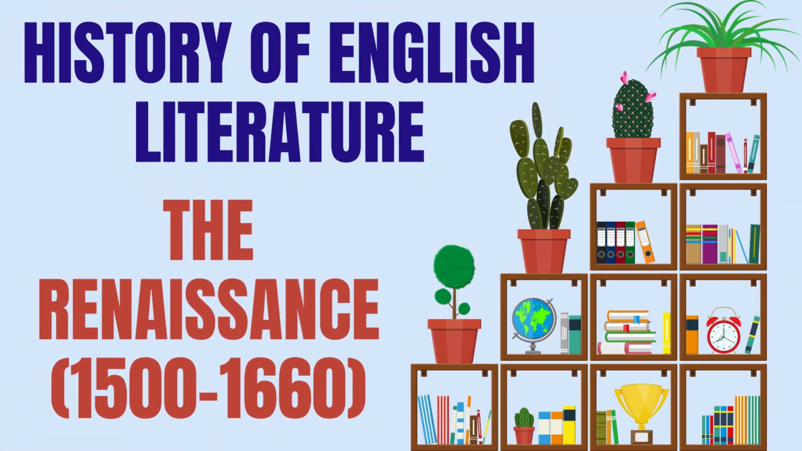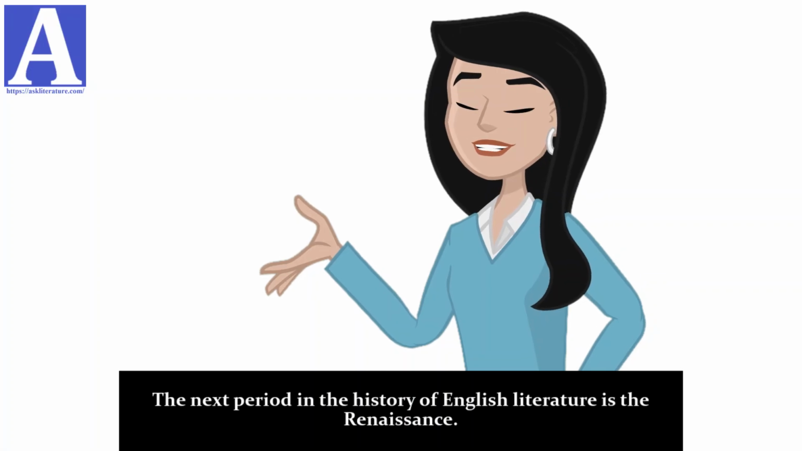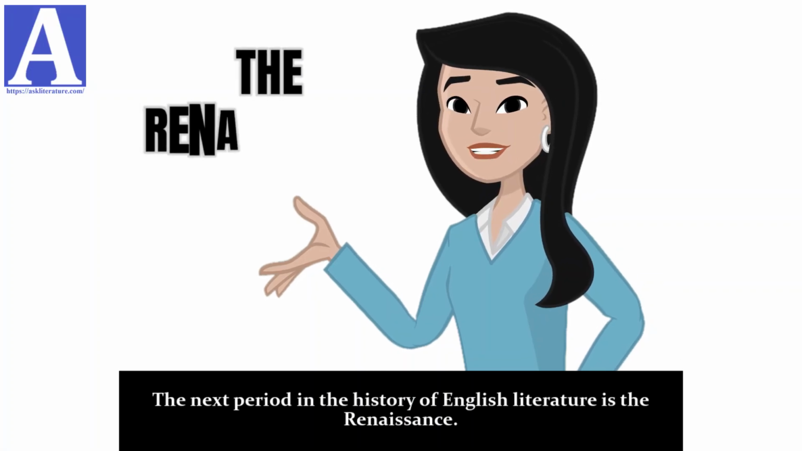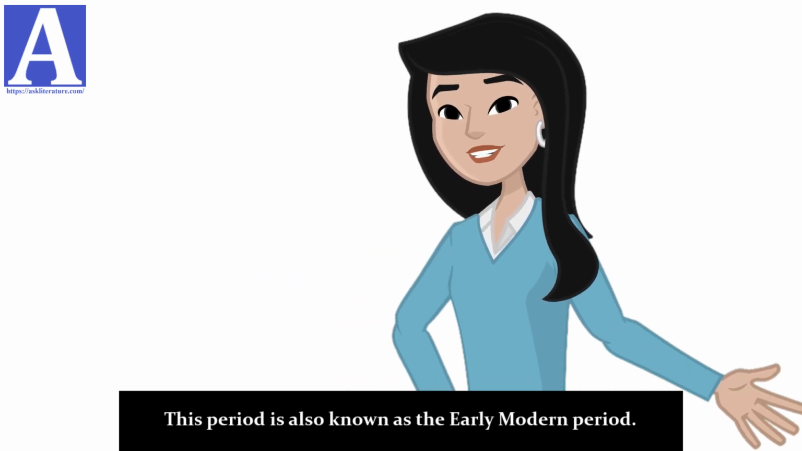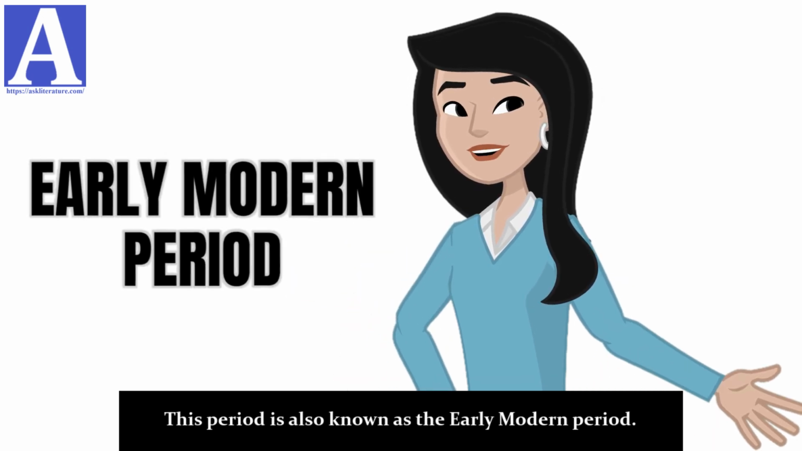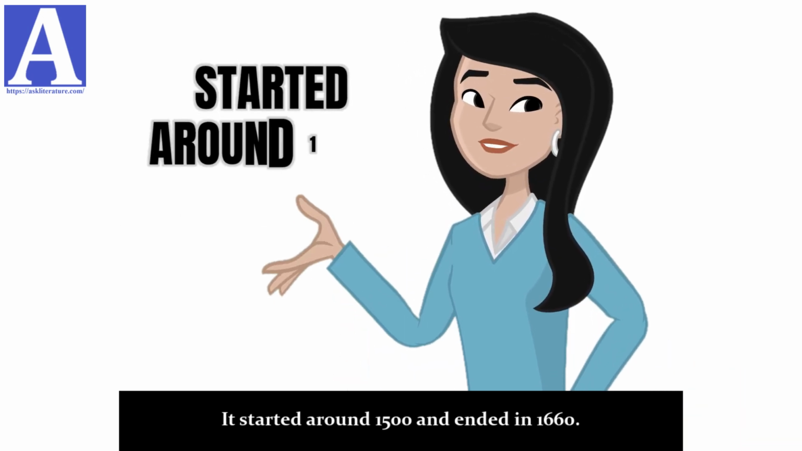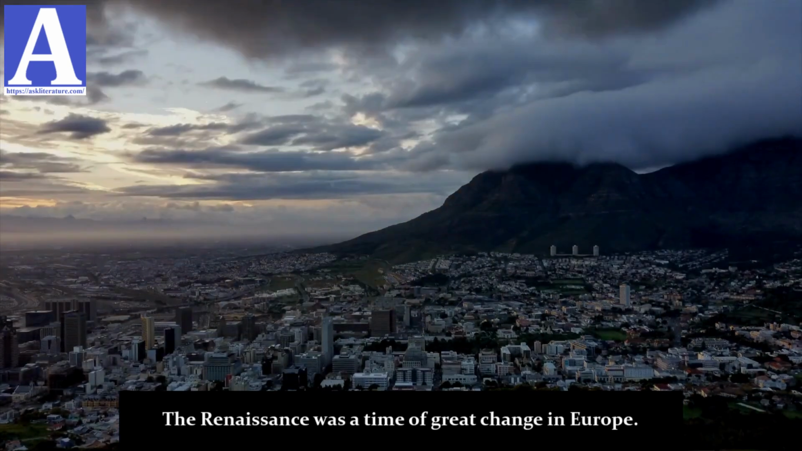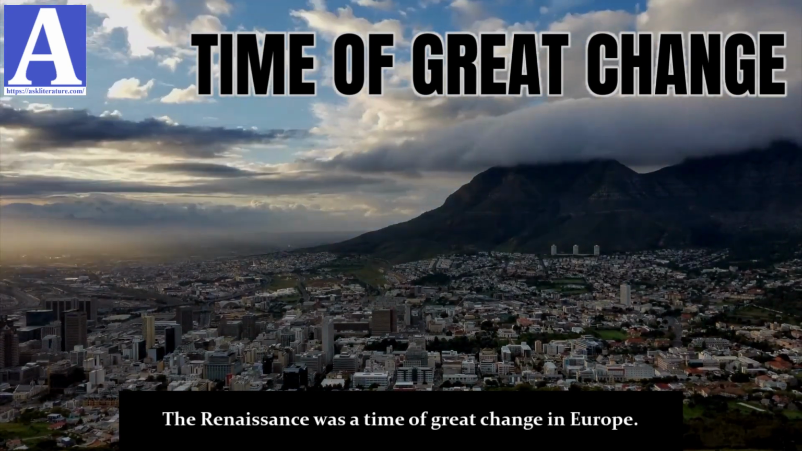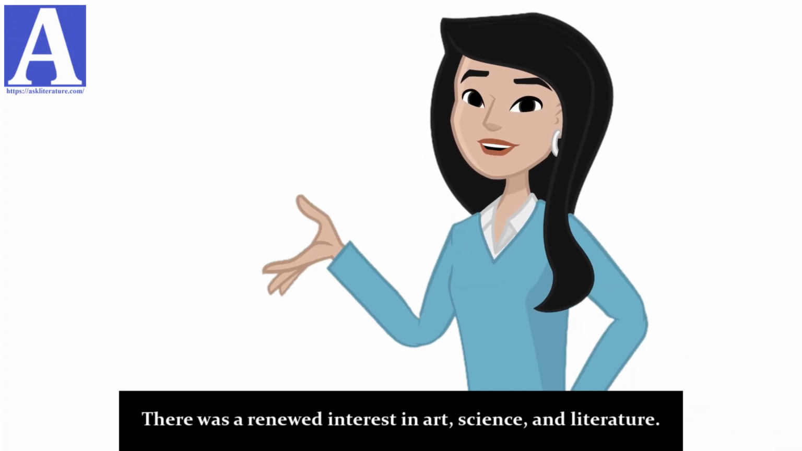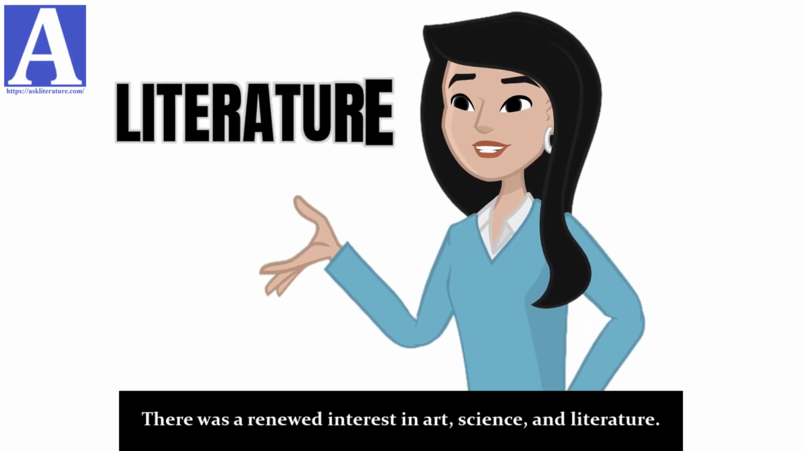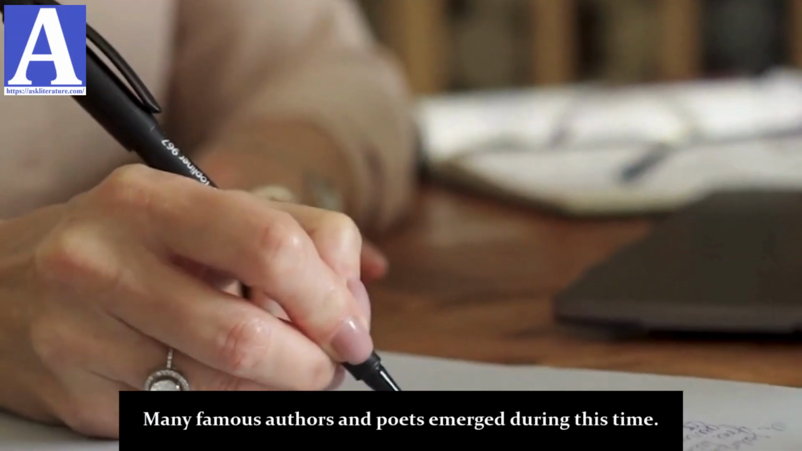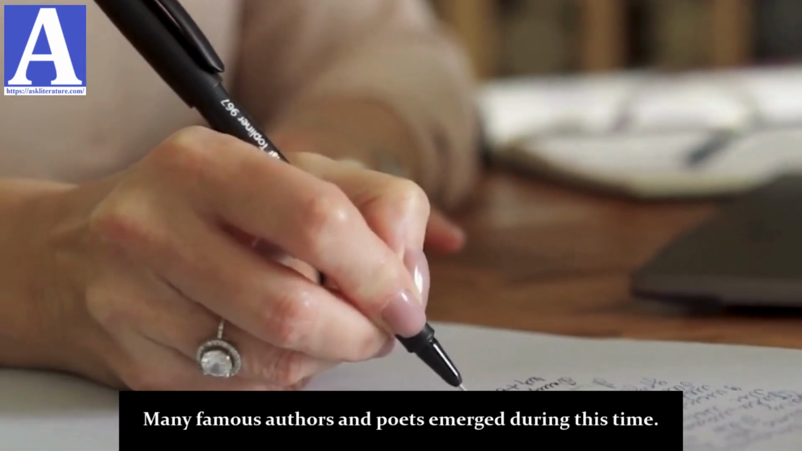The Renaissance. The next period in the history of English literature is the Renaissance. This period is also known as the Early Modern Period. It started around 1500 and ended in 1660. The Renaissance was a time of great change in Europe. There was a renewed interest in art, science, and literature. Many famous authors and poets emerged during this time.